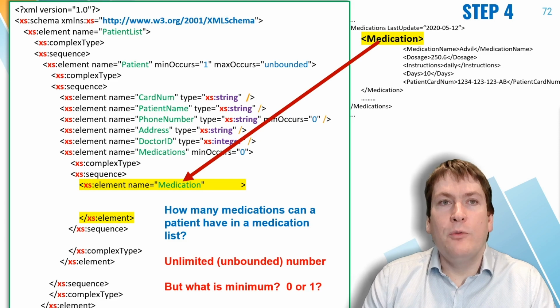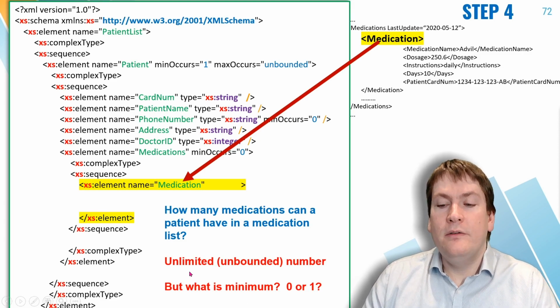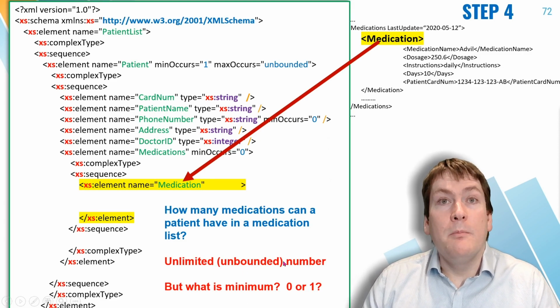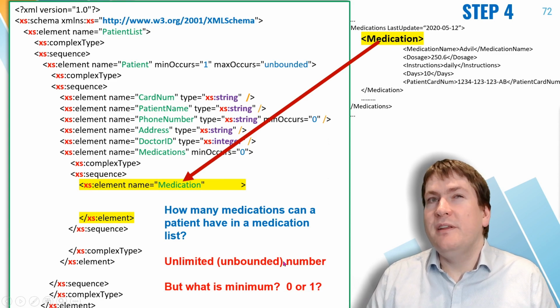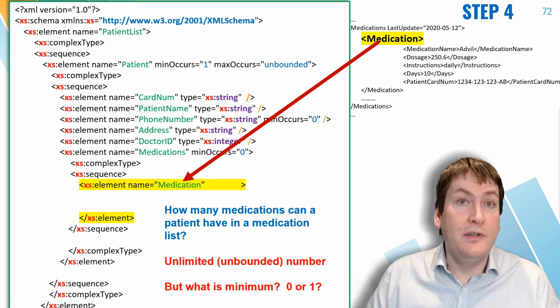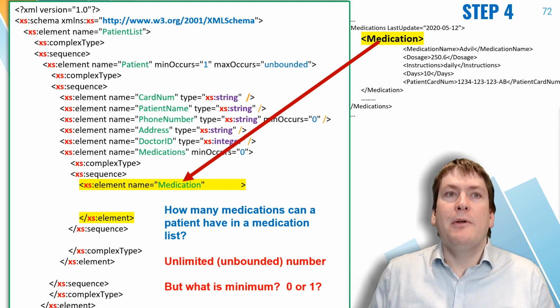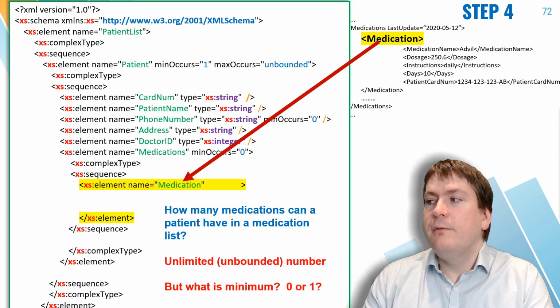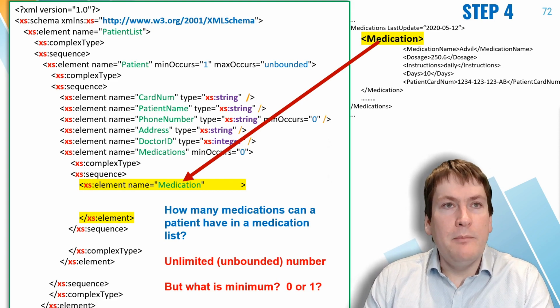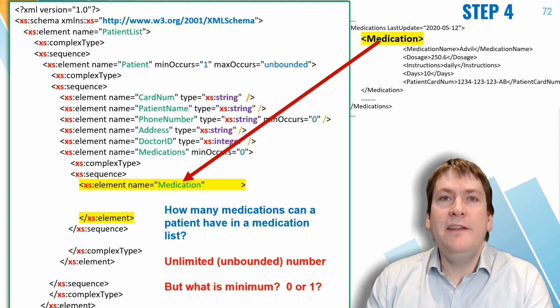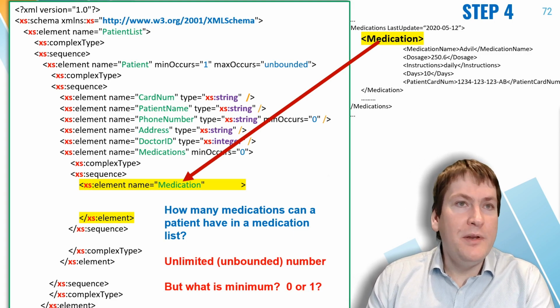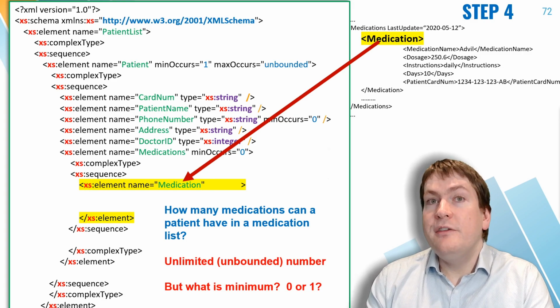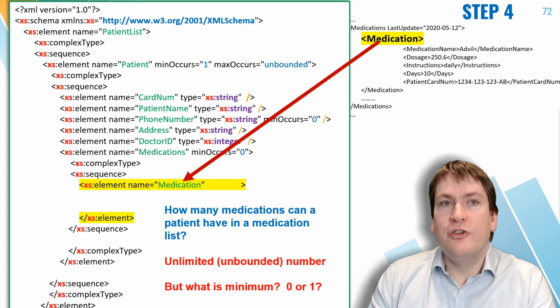Okay, hopefully you gave it a little bit of thought. As it says down here, it's probably unbounded in terms of the maximum. That's pretty easy to guess if you've got a patient with a ton of medications. So we're probably going to want to go with unbounded for the maximum. But what about the minimum? Once again, this is ambiguous. It could be 0, it could be 1, but it is going to change how your document is structured.